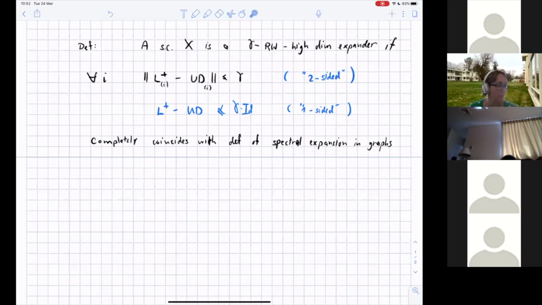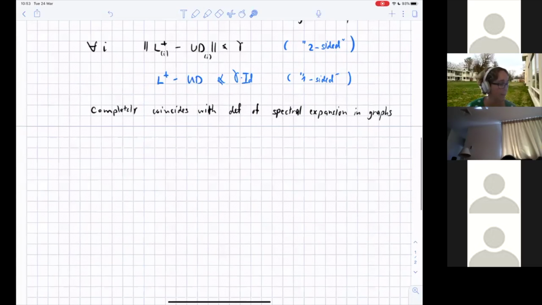So the way we get around it in this kind of definition is by saying, let's compare the random walk on the edges that goes through the triangles to the random walk on edges that goes through the vertices. And okay, so we make this definition. It's one generalization of expanders in graphs to high dimensions.